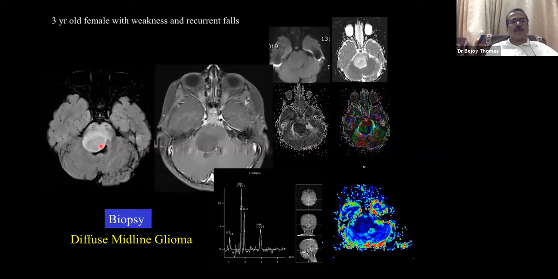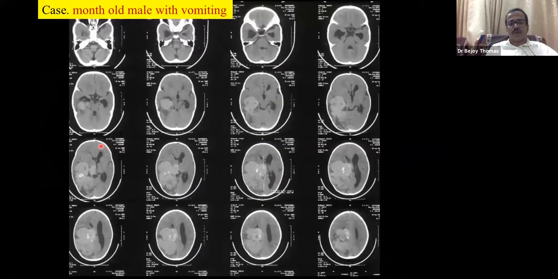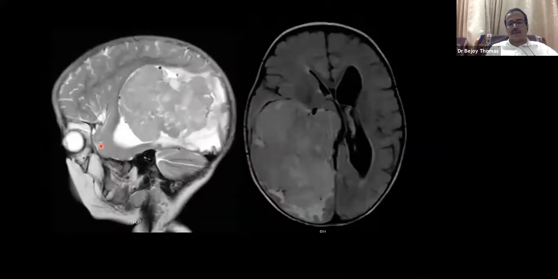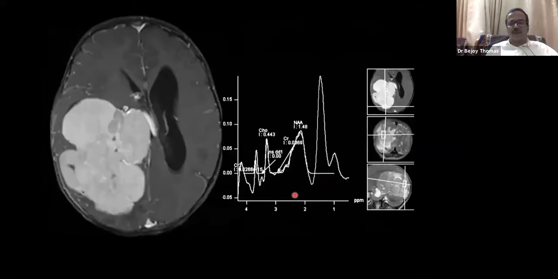And this is another case where you can see a large intraventricular calcified tumor, and the ventricle is dilated. We know that it's actually a choroid plexus tumor. It is very large and probably infiltrating into the adjacent brain. We are not sure. And look at the spectrum, the spectrum is giving us a clue. When you see this choline at 3.56, I told you that there should be a myoinositol peak, and the myoinositol peak is not very high. And this is the choroid plexus papilloma.